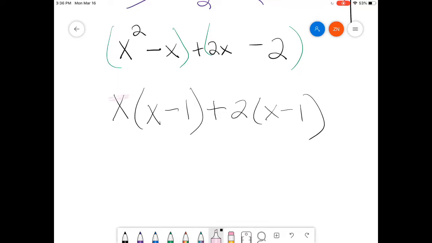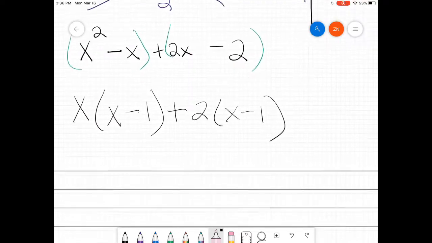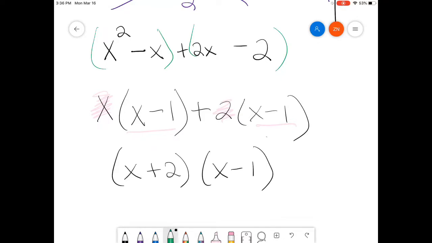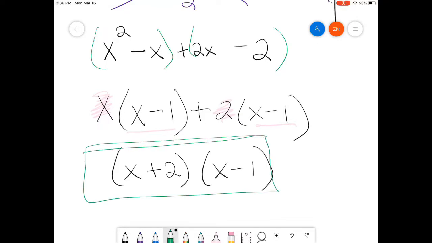How do I write my final answer? Take these 2 terms here, x and 2. That's your first parenthesis, x plus 2. And then take what you have matching. You only need one of them. Here is factoring my trinomial. That's example number 2.